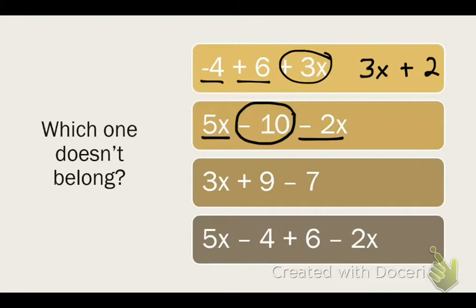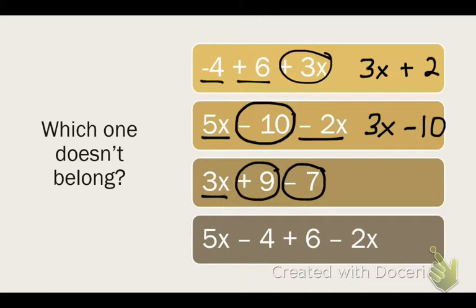All right, as I was walking around, it looked like there's still quite a few people confused about this. Let's look at the second one. 5x minus 2x. What is that? 3x. And then just bring over your minus 10. So those two don't look alike. Let's see if we can figure out which other one does belong or doesn't belong. I've got the x family. Then I have my constant families. 3x. Now I've got to combine the constants.